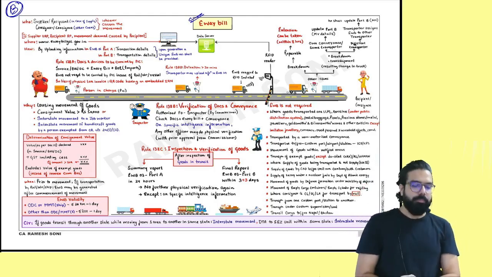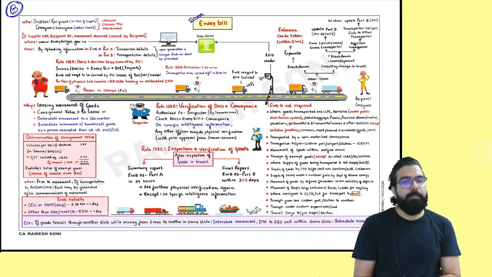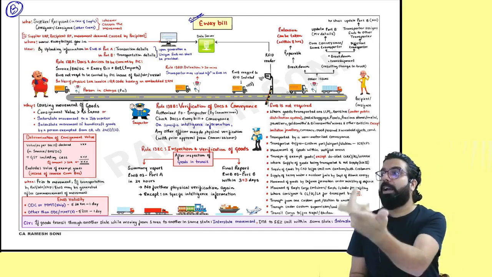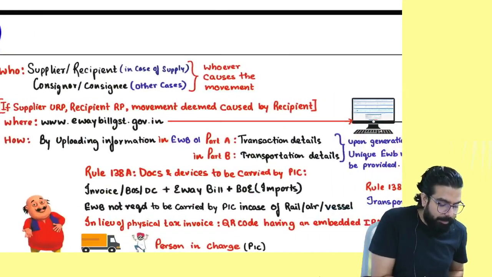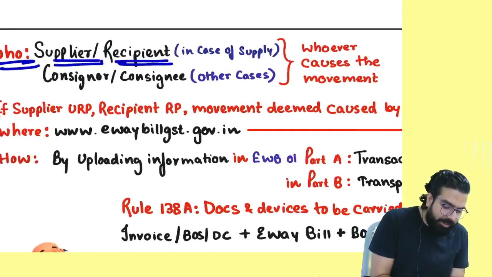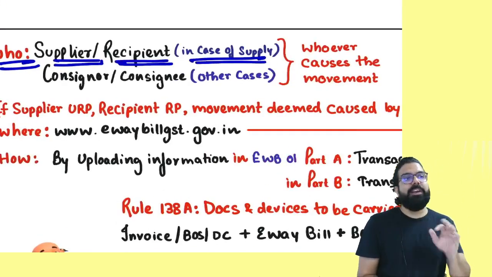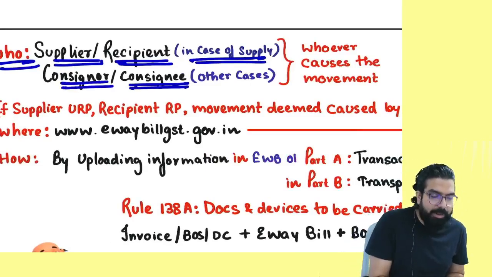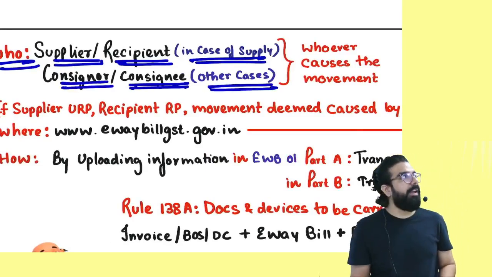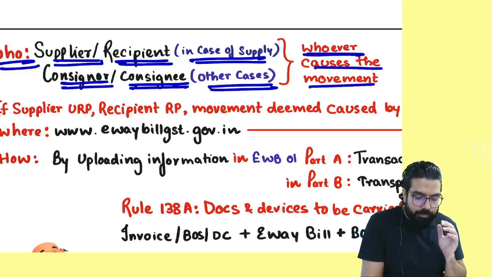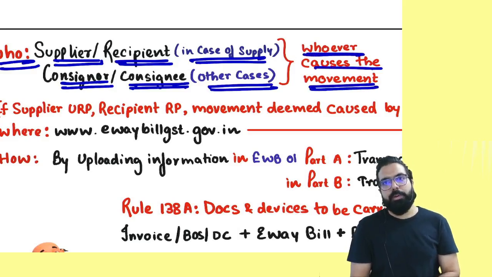Everyone over here now, listen. Who is required to generate e-way bill? Who is required to generate e-way bill? Always remember, either supplier will generate or the recipient will generate in case of supply. If it is not a supply, then consignor or consignee will generate in any other case. Remember one thing, whoever causes the movement will generate the e-way bill.